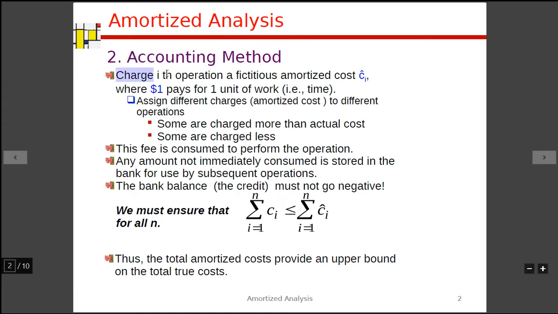We will charge the ith operation a fictitious amortized cost, that is an upper bound of the cost of i. That means it is always taking more than what is required, where $1 pays for 1 unit of work. So the accounting method assigns different charges to different operations. Some are more than the actual cost and some are less. This fee is consumed to perform the operation.